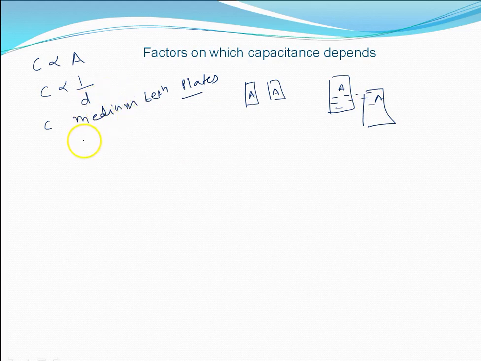And similarly, if you decrease the distance between the plates, capacitance will increase. And suppose you put some dielectric material between the plates and you increase the K, later on you will see capacitance will also increase. So at present I am showing you one animation. You just please go through that animation.